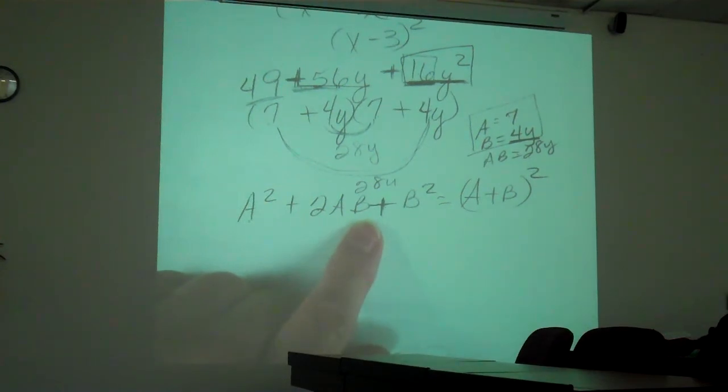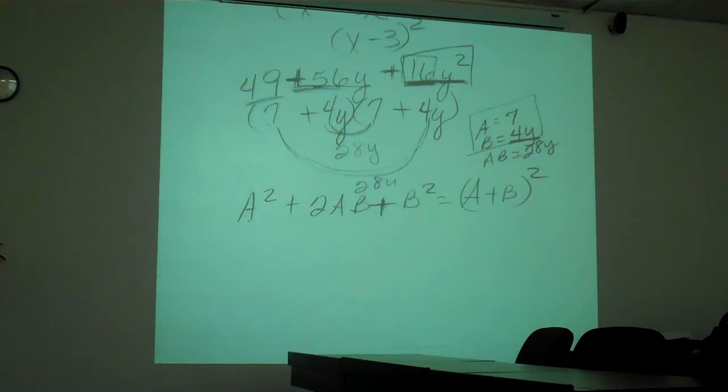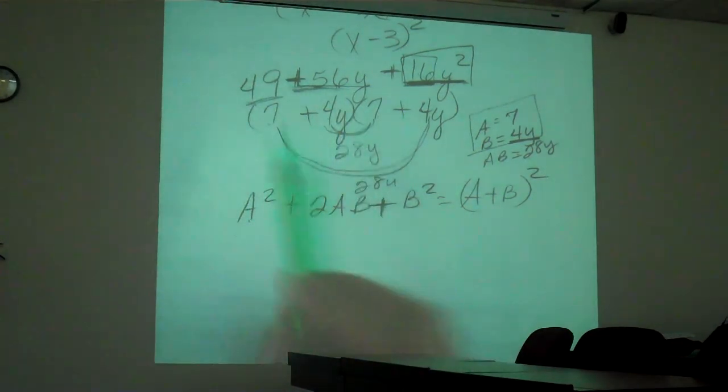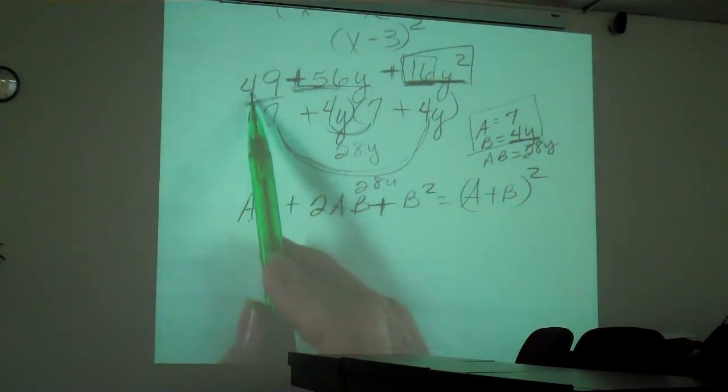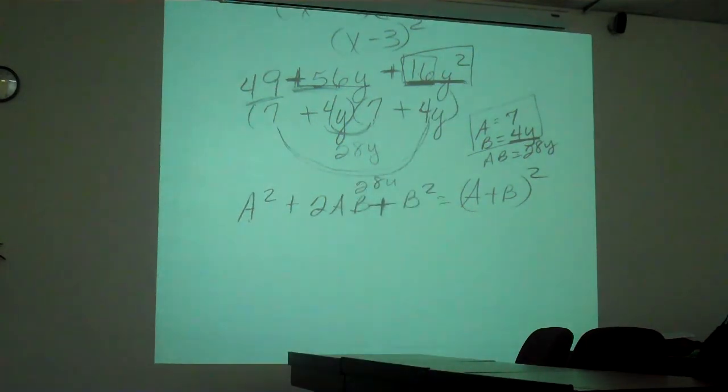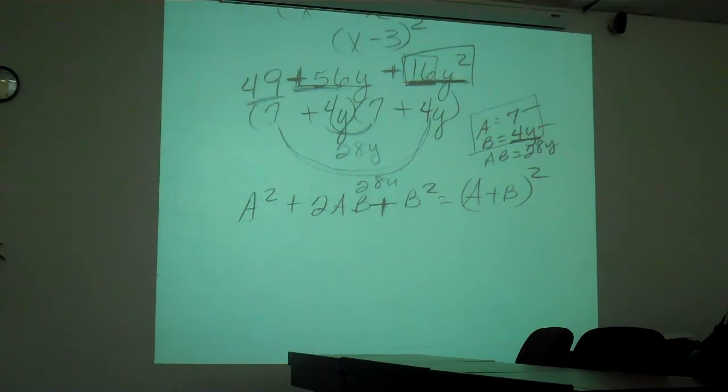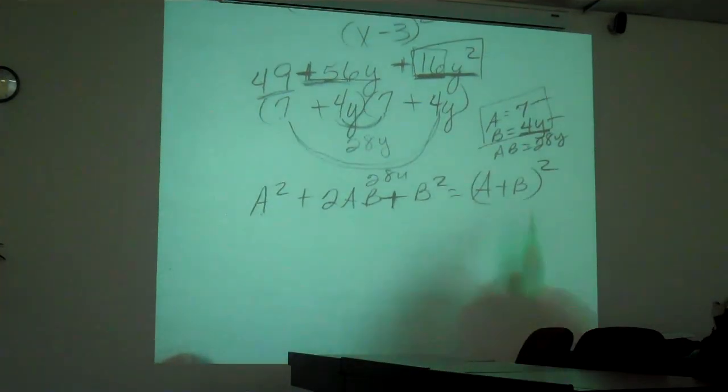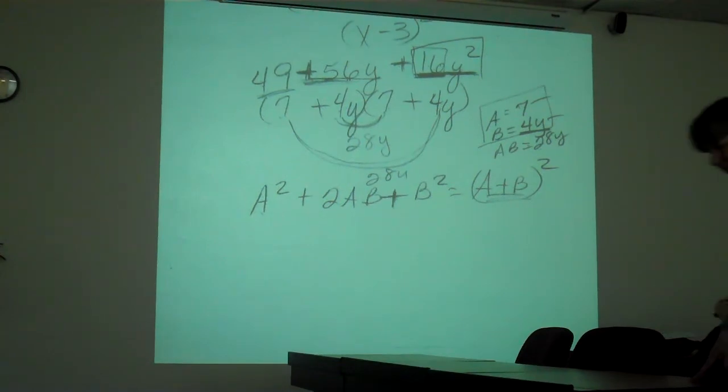Because you're going to have some problems that ask you, is this a trinomial square? You're either going to have to factor it or be able to recognize if it's 2 times the square root of that times the square root of that. 2 times a and b. It may be easier just to factor it and see if it came out to something times itself.